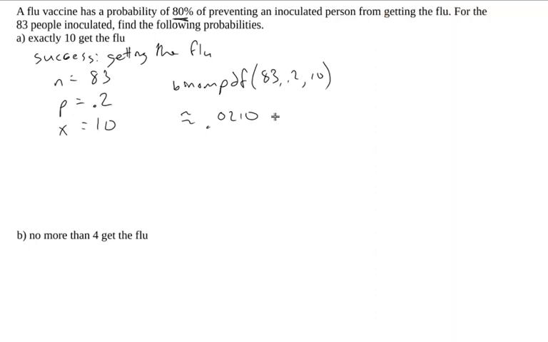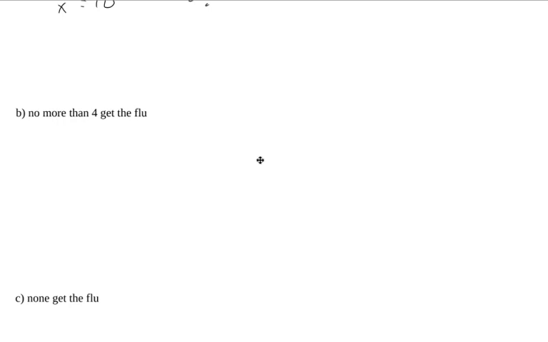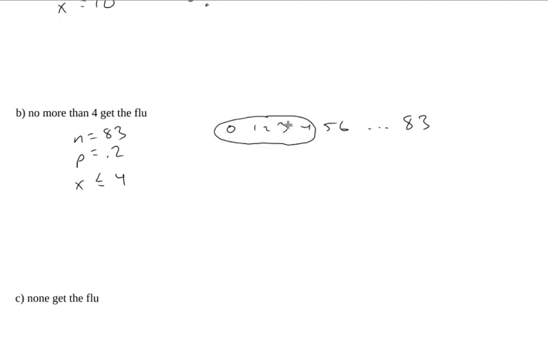Alright. If we want to figure out the probability that no more than 4 get the flu, whenever you see these no more than or no less than, you need to immediately think about, okay, what are all the different possibilities? So n equals 83 still, and p equals 0.2. And we're saying no more than 4 get the flu, so x is less than or equal to 4. 0, 1, 2, 3, 4, 5, 6, all the way up to possibly 83 people getting the flu.